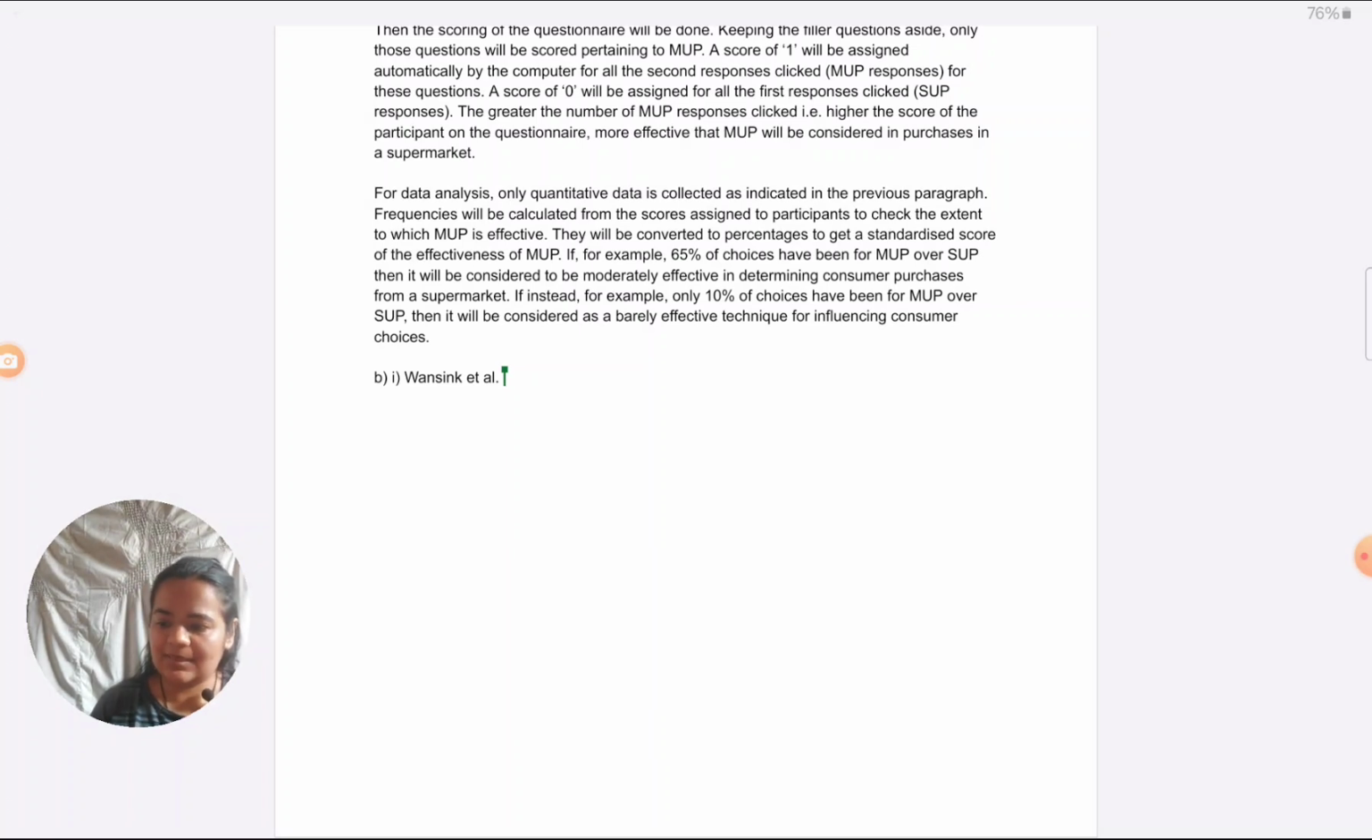So Vansing et al. conducted several experiments. This I'm just giving a broad aim of their study or their number of experiments which were there to investigate the effectiveness of various, we can say, sales strategies on consumer purchases.